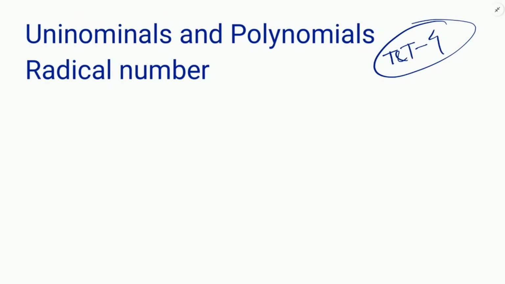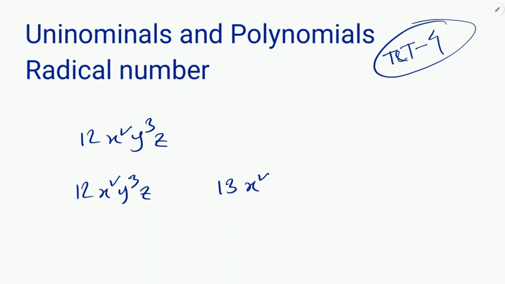What is a monomial? When an expression is like 12x square y cube z, this is called a monomial. But if we add two monomials together, I mean by summation or by subtraction, like algebraic operation, then it becomes a polynomial. For example, 12x square y cube z and another monomial 13x square y. In these monomials we can make a polynomial as well.